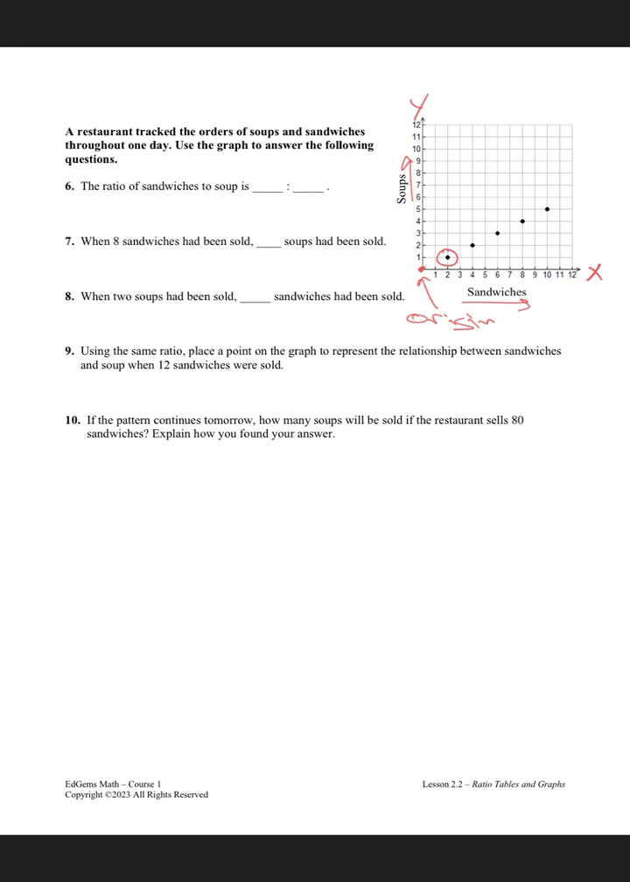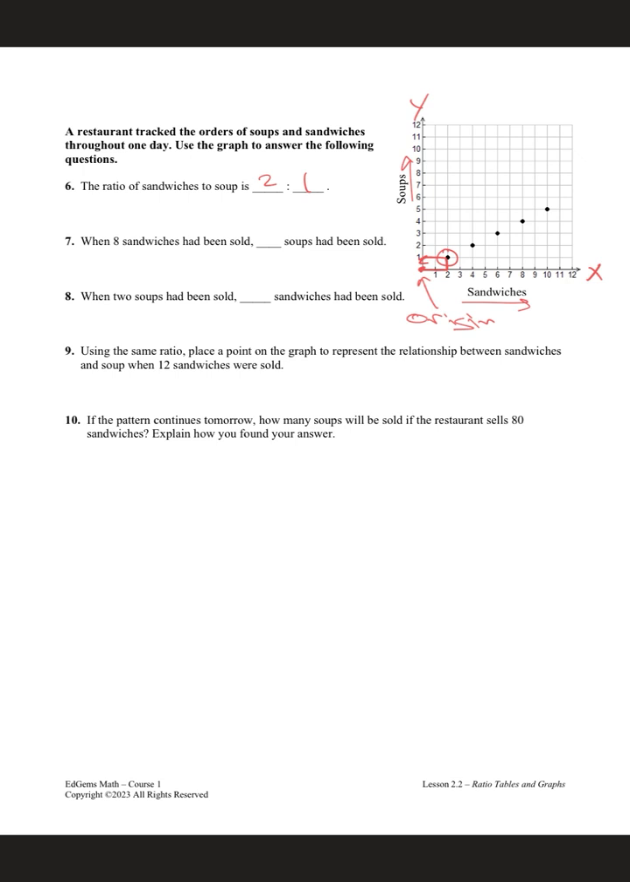So how many sandwiches does that represent? That represents 2 sandwiches. So I'm 2 spots to the right from the origin. And then I go up, and that tells me how many sandwiches there are. And then I go to the left, and that tells me how many soups there are. So the ratio is 2:1, or 2 to 1.